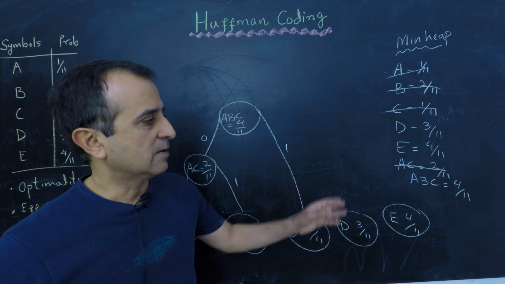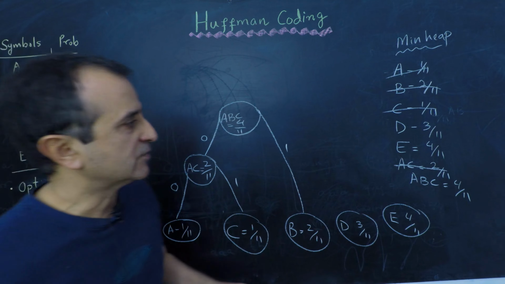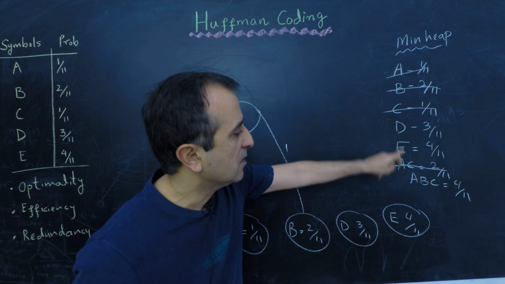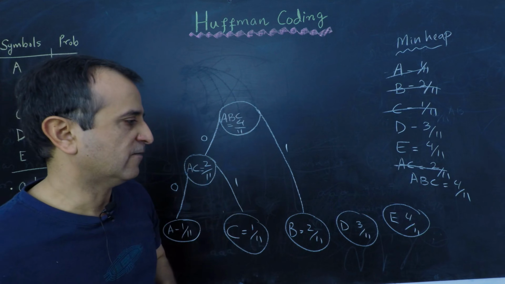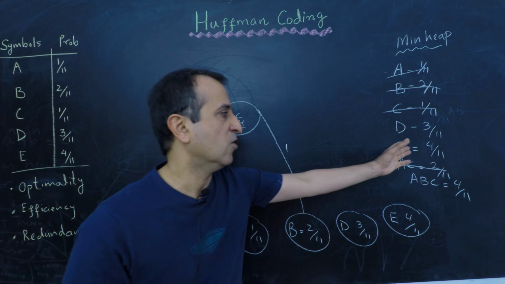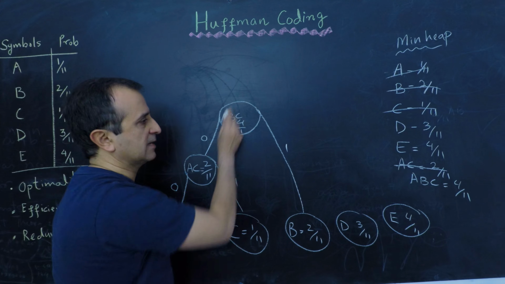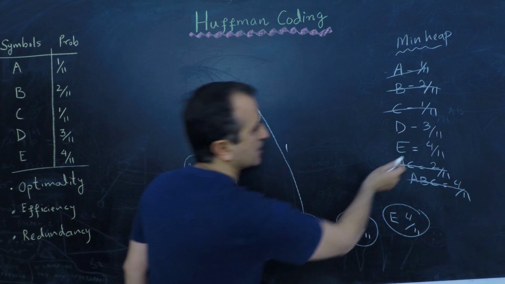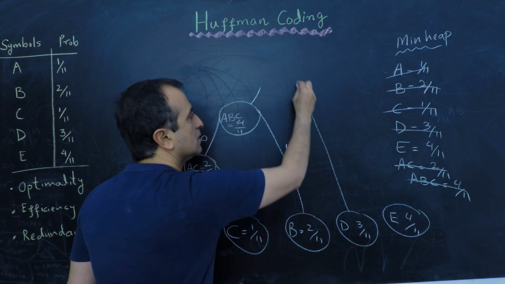Once again, our min heap has 3 nodes. We will extract 2 nodes. So we will extract, in this case, D, and we can extract either of E or ABC. Both are fine because both have the same probability of 4/11. So let's extract ABC and D, and we will make a new node.